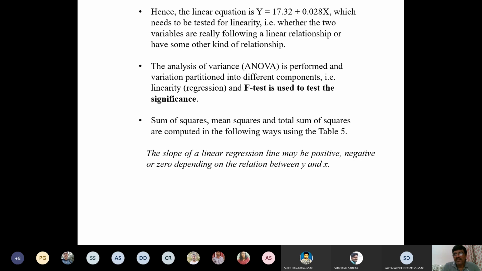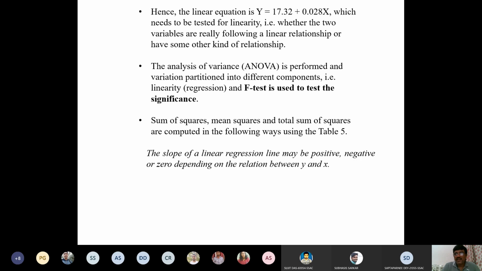Now, the linear equation is y is equal to 17.32 plus 0.028x, which needs to be tested for linearity. Our job is to test whether the two variables are really following a linear relationship or have some other kind of relationship. Friends, at this point I want to tell you that testing the linearity means actually testing the significance of the regression coefficient, which is b. We are testing whether this regression coefficient is significant or not. That is the actual meaning of testing the significance of the linear equation.